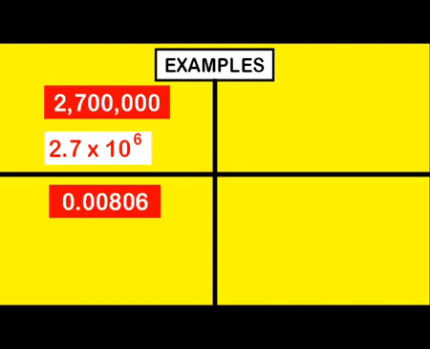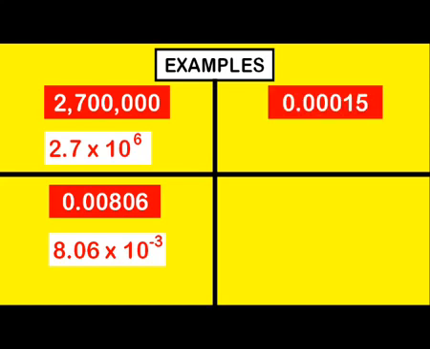Here we have a small number which is less than 1, so our exponent will be negative. And you're going to write this as 8.06 times 10 to the negative 3, because you have to move the decimal back 3 spots to the left. 8.06 times 10 to the negative 3 is the correct way to do that.